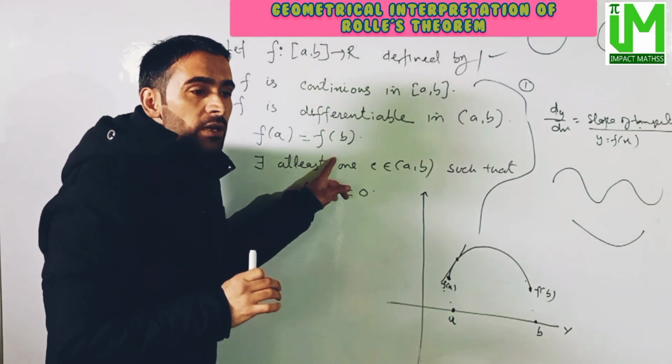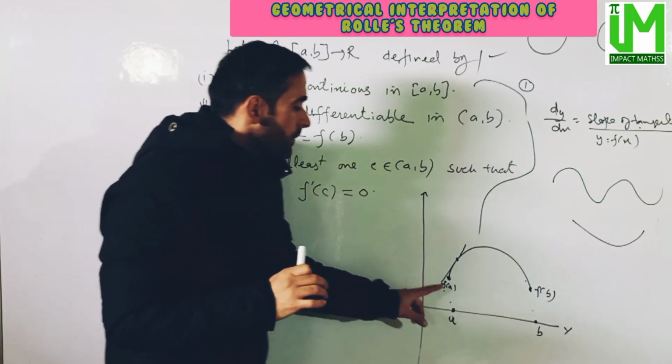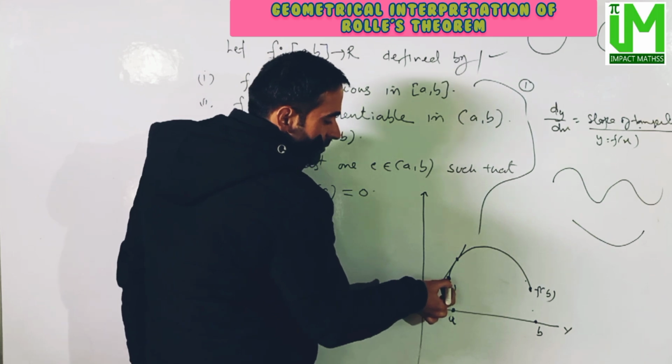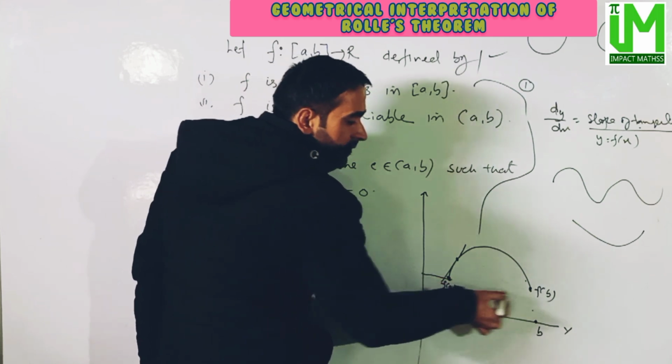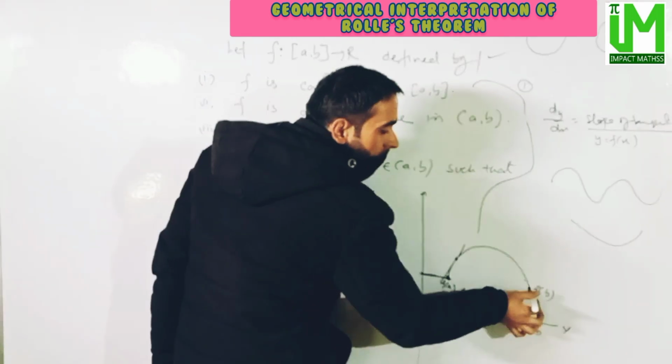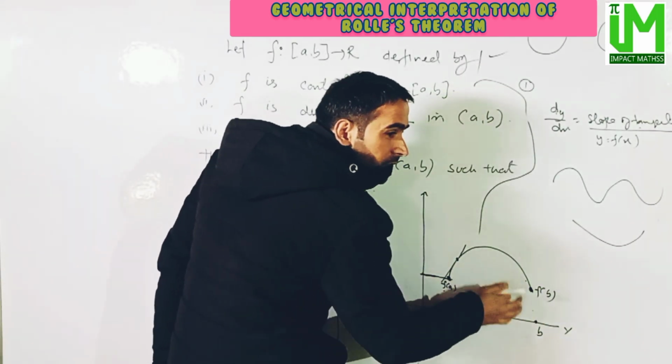f of a is equal to f of b. What does this mean? f of a equal to f of b means the y value at a equals the y value at b, that is, the y coordinate f of a equals f of b. Understood? f of a is equal to f of b.